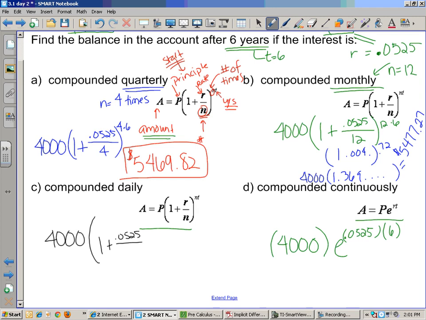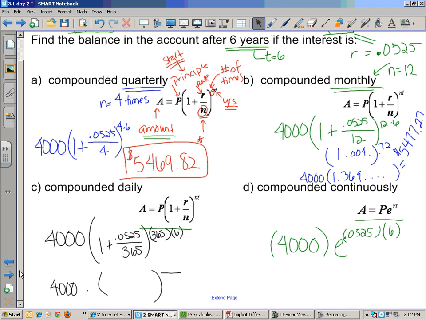I'm not going to do the answers for these. Daily means I would do it 365 times per year, for 6 years. That's a very large exponent. Remember, when you're doing this, you do the inside first, then raise it to the power, then multiply it by 4,000. That's the last step.